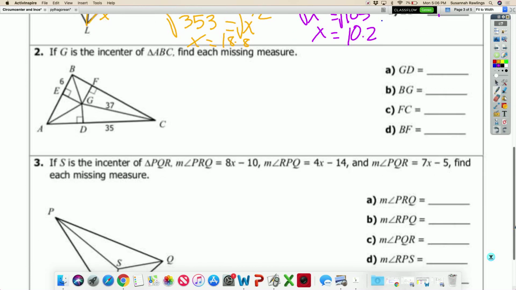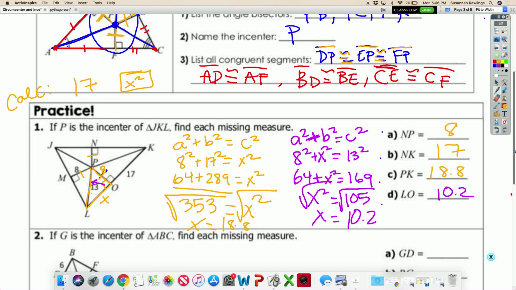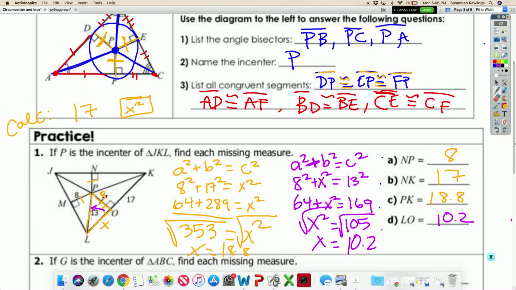You have a section for Circumcenter and a section for Incenter. What I would like for you to do is try them all on your own, and then go check with the answer key. The sub has the answer key there. So good luck, and I will see you guys on Thursday. The homework will be due on Thursday as well.